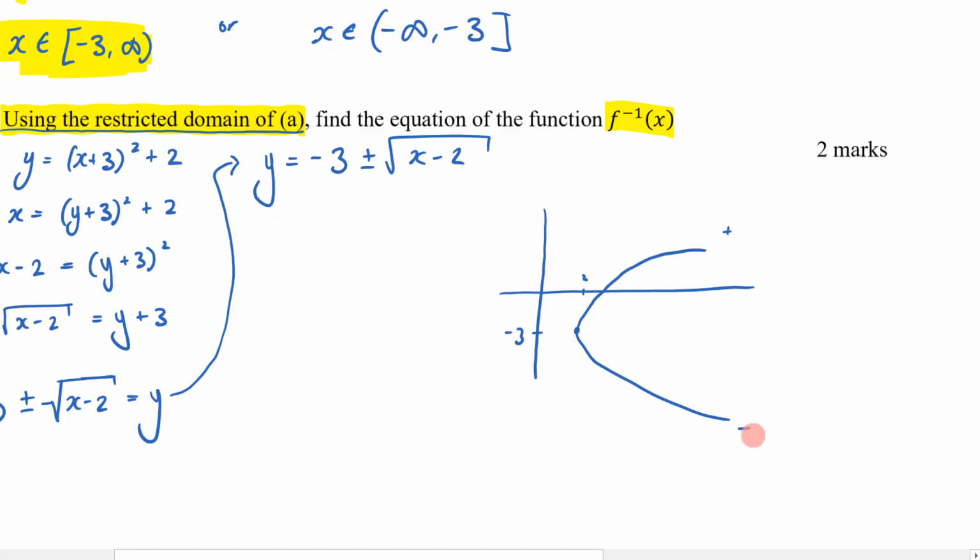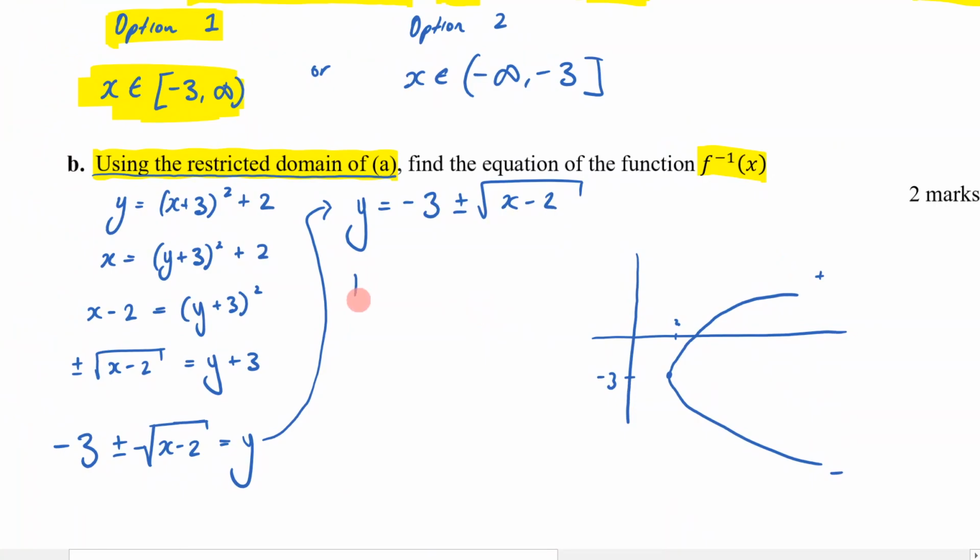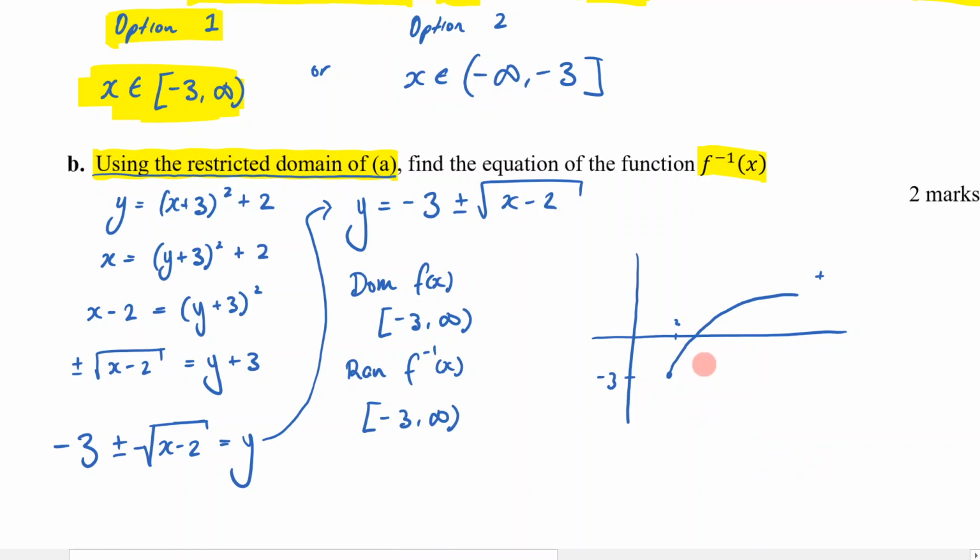And we need to figure out which side I am taking. Well, if I know that the domain of the function is -3 to infinity, that means the range of the inverse is going to be -3 to infinity. Because remember, the domain and range swap when you find the inverse. So if the range of the inverse is -3 to infinity, that's just the top part of it.